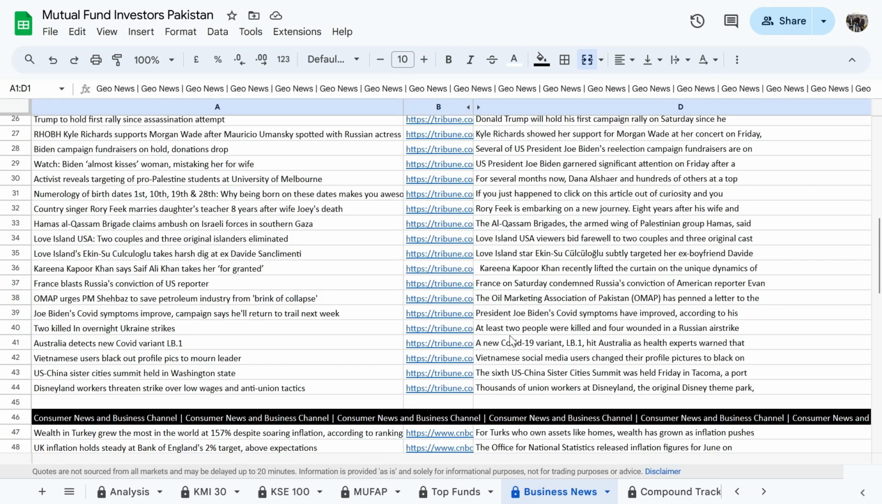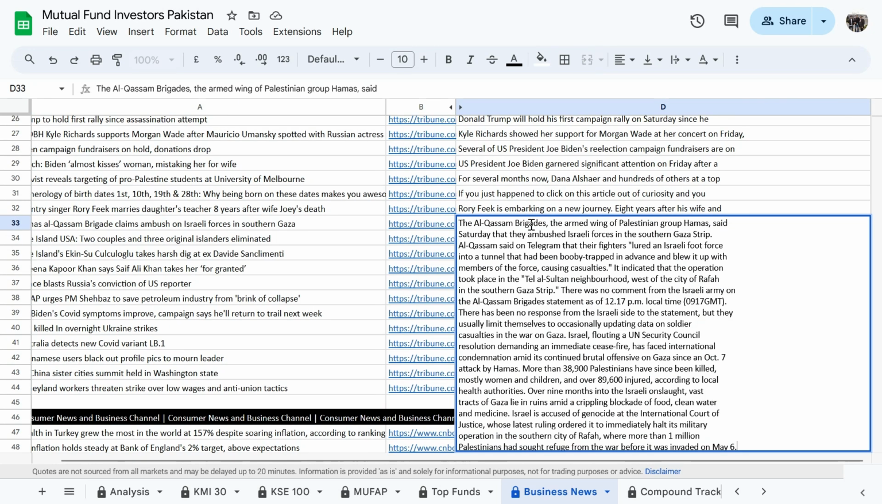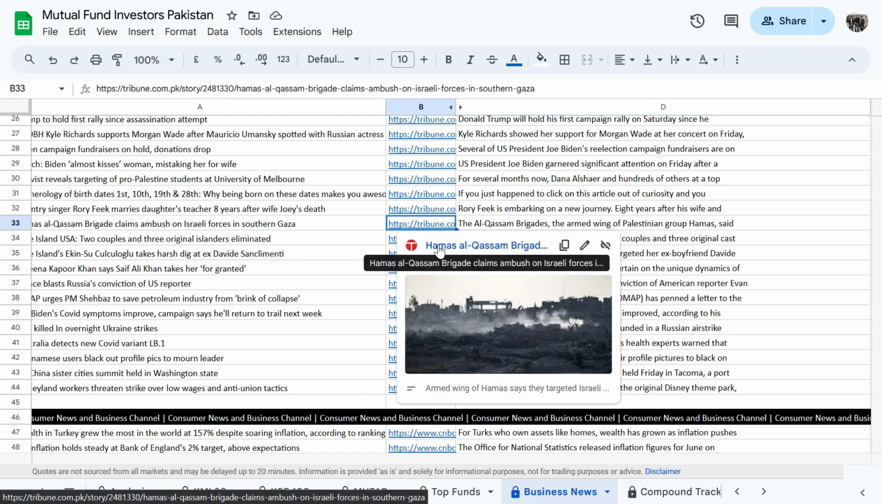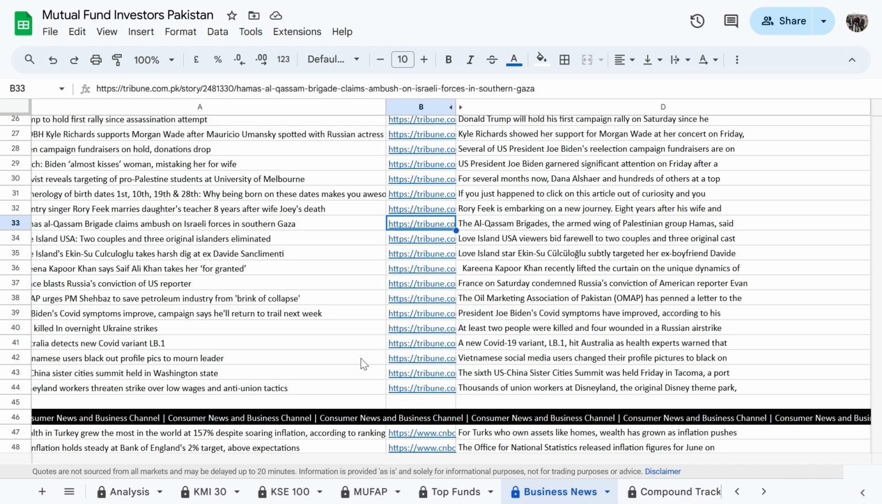From here, either only the summary can be read by double-clicking this cell or otherwise from column B. You can also open the link for any given news.